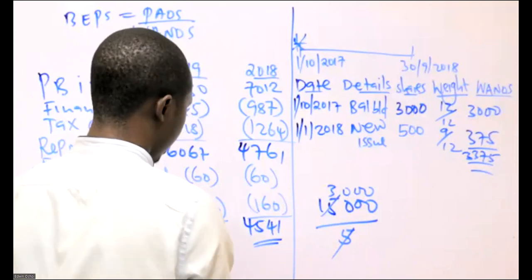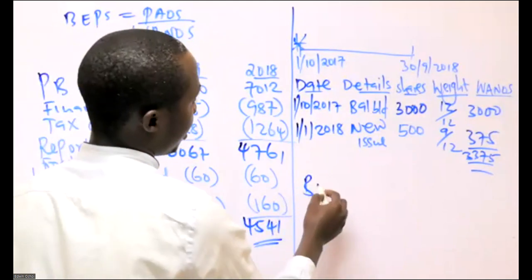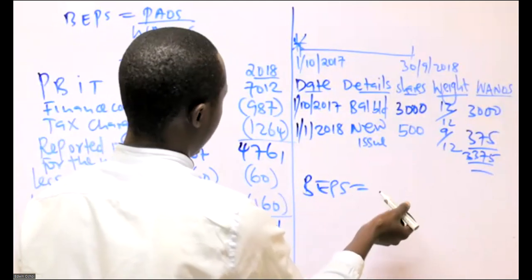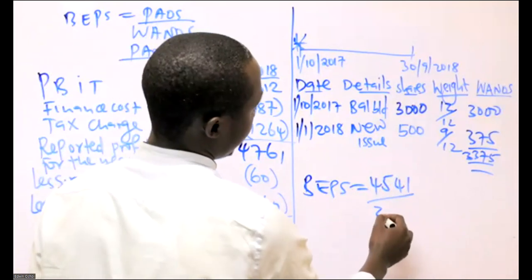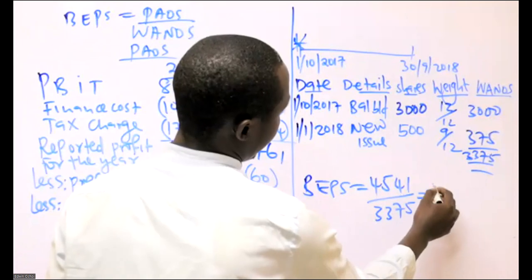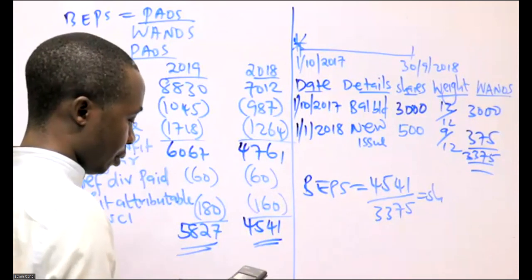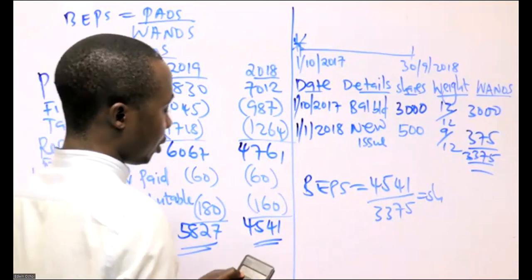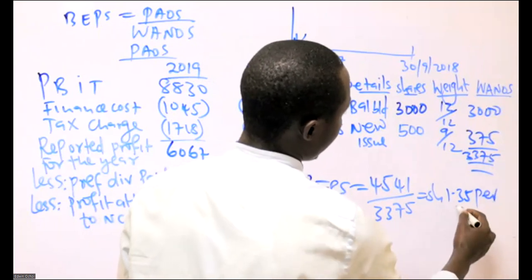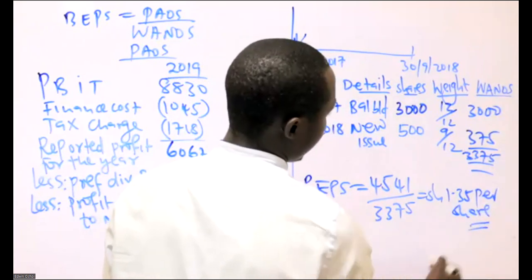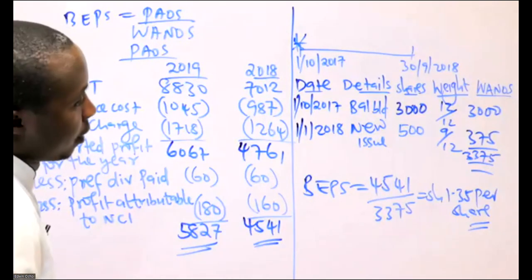So meaning that here for 2018, the basic EPS will be 4,541 divided by 3,375. So shillings what? $1.35 per share.